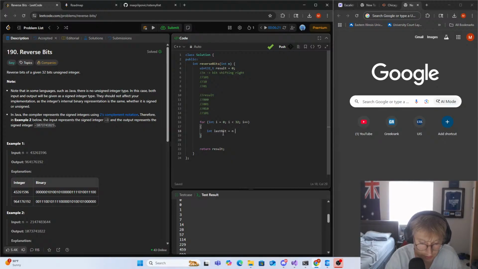We get our last bit, so n % 2, right? What can we do here? Can we do result is equal to result left shift by 1 plus 1, and then n right shift by 1, return result.